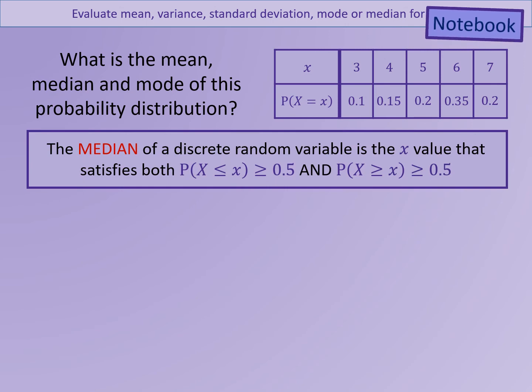Now we want to find the median of a discrete random variable x. Now we know that with a list of x values, the median would be the middle number if they were in order. In order to find it for a discrete random variable, we need to do two calculations.